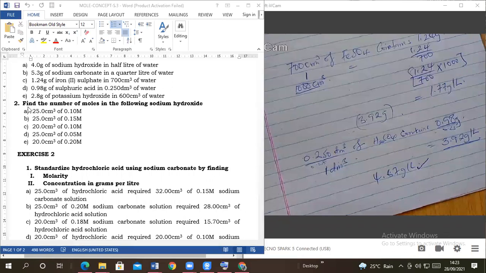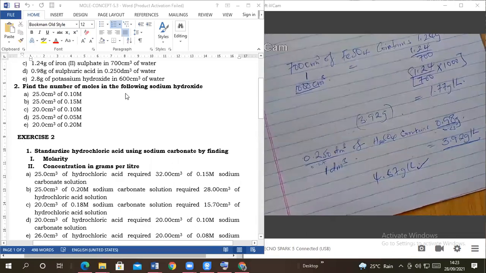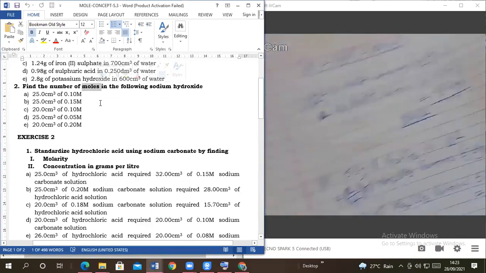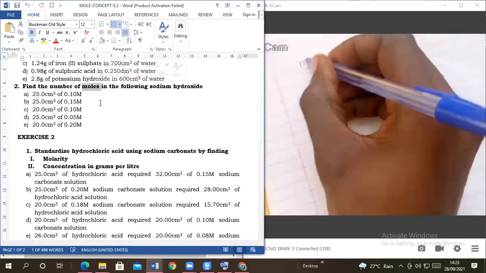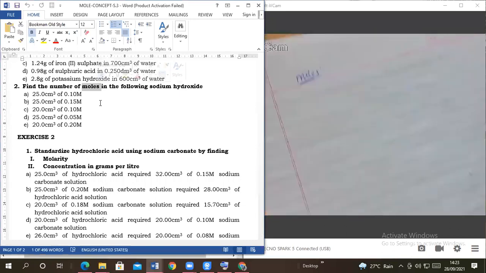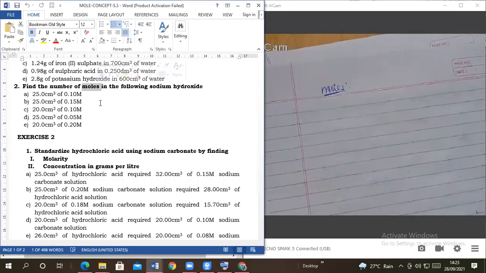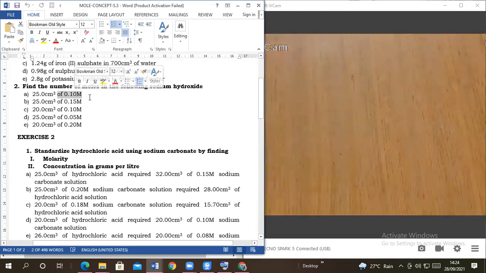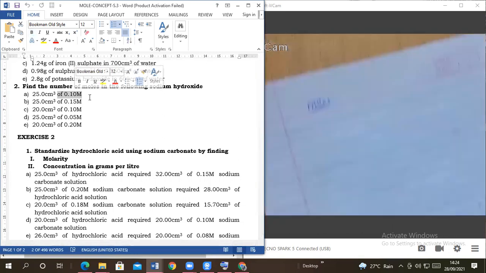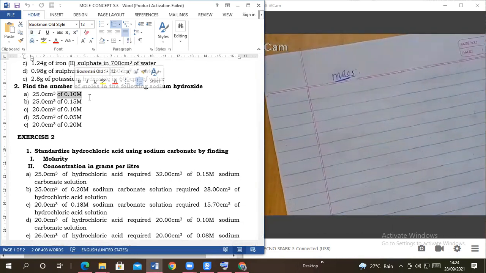So look at number 2, the way it is. Find the number of moles in the following sodium hydroxide. What do they want? The number of moles. They have given you the volume and the molarity. Last time we looked at the molarity. Molarity has the number of moles in it, in 1,000 cubic centimeters of water, isn't it?